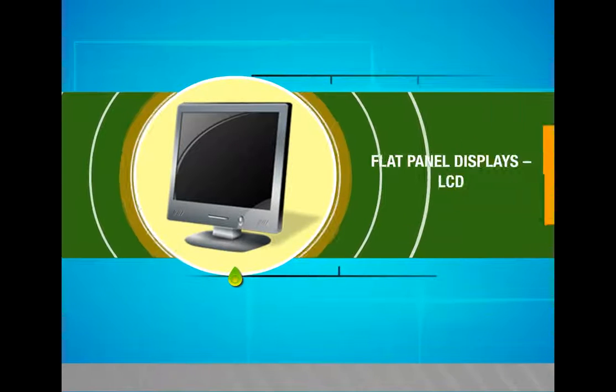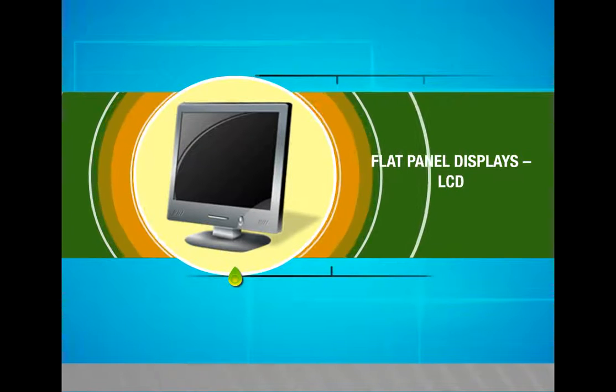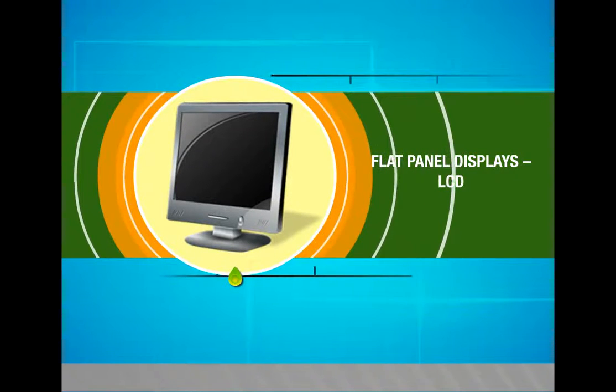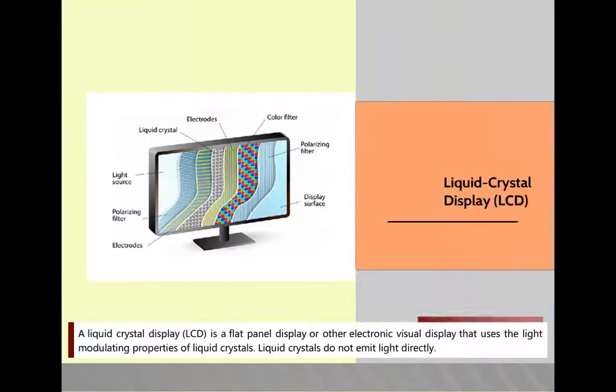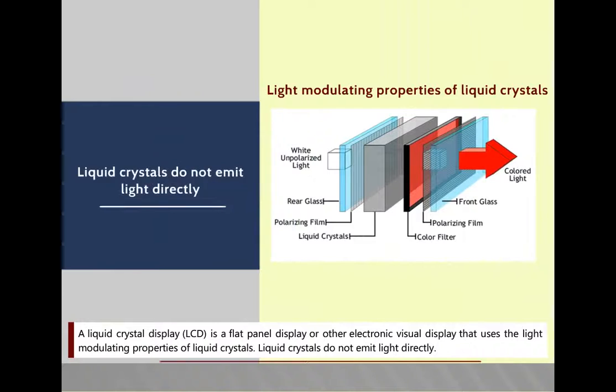Flat panel displays, that is LCD. In this video, we are going to see about flat panel displays, that is LCD. A liquid crystal display, that is LCD, is a flat panel display or other electronic visual display that uses the light modulating properties of liquid crystals. Liquid crystals do not emit light directly.